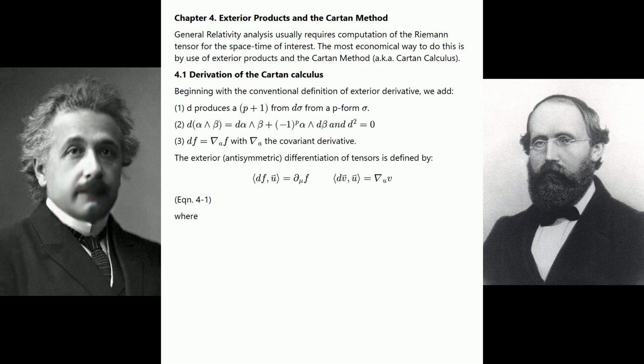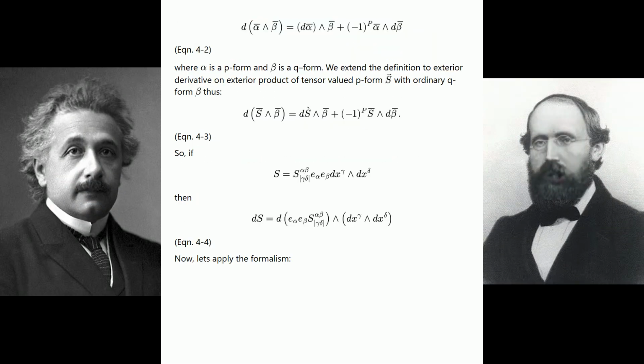The exterior, antisymmetric differentiation of tensors is defined by equation 4-1, where equation 4-2, where alpha is a p-form and beta is a q-form. We extend the definition to the exterior derivative on the exterior product of a tensor-valued p-form S with an ordinary q-form beta, thus equation 4-3. So if we see the equations, then equation 4-4.